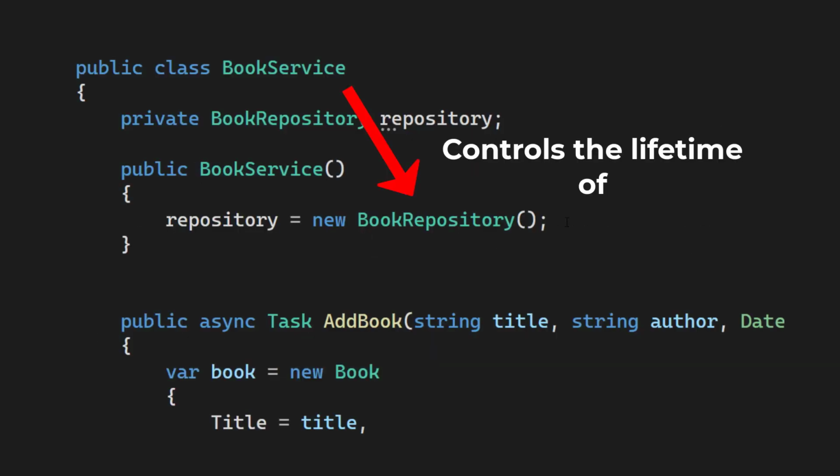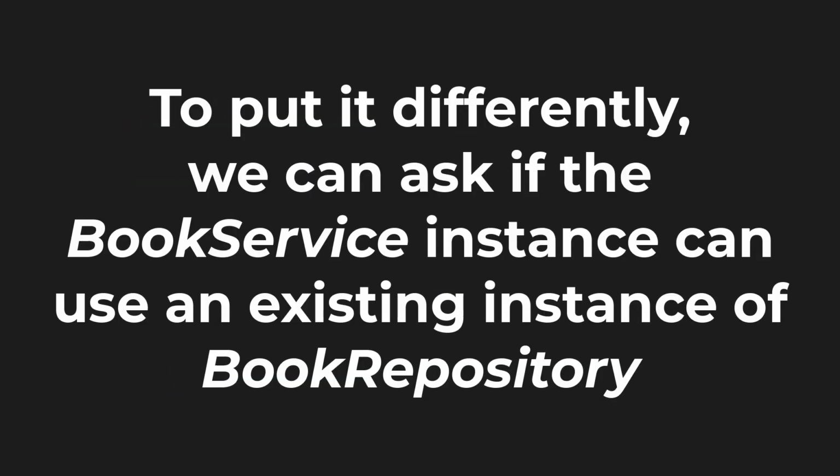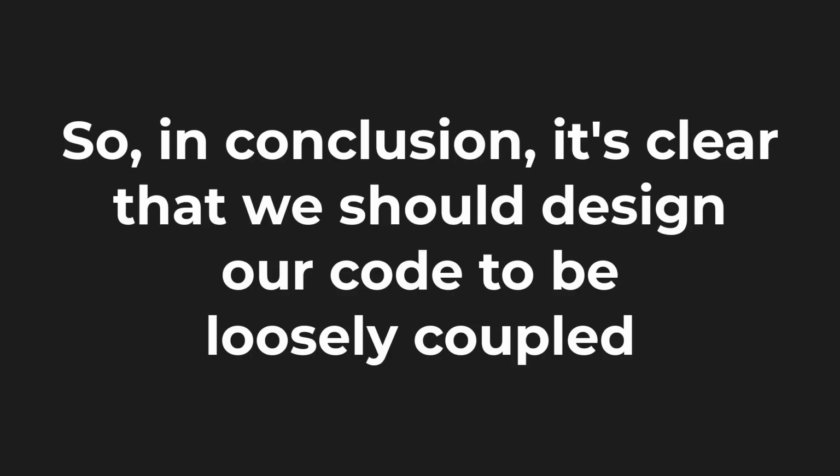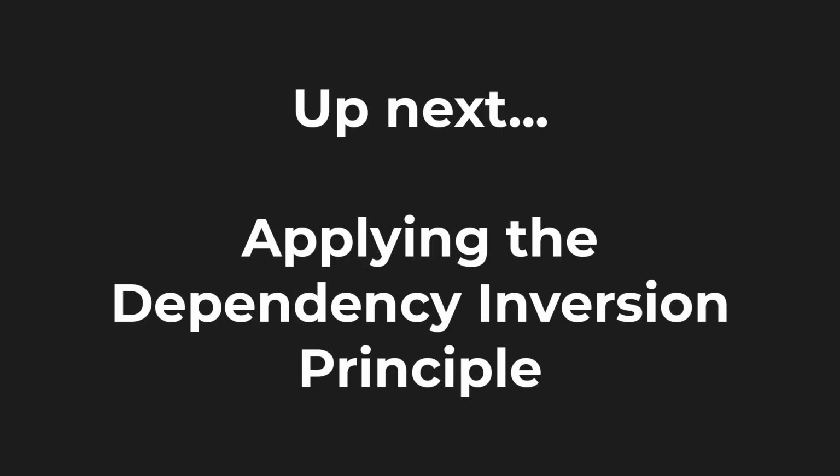Finally, the book service instance controls the lifetime of the book repository instance. To put it differently, we can ask if the book service instance can use an existing instance of book repository. That is not possible because it's the book service instance that is creating an instance of book repository and controlling its lifetime. So in conclusion, it's clear that we should design our code to be loosely coupled. So in the next video, we will enable loose coupling by applying the dependency inversion principle.